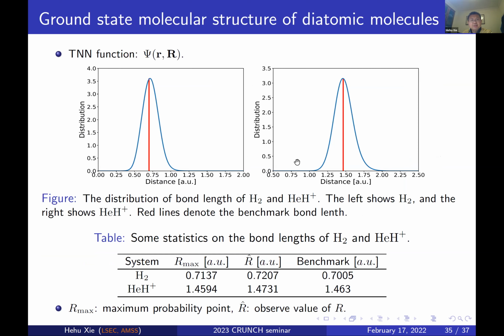And okay, I would express the new things: we can also use the TNN-based machine learning to do the molecular structure computing. For simplicity, for more electrons, maybe it is more difficult. But for two electrons and two atoms, we can also solve this type of structure problem. And this is the result.